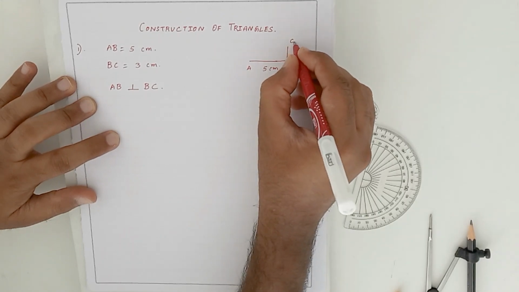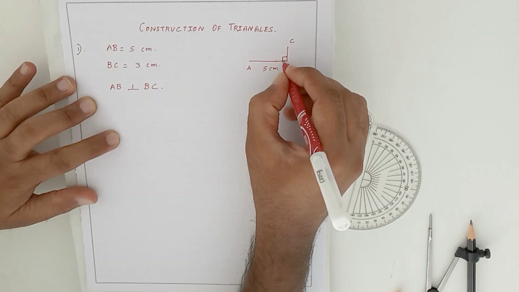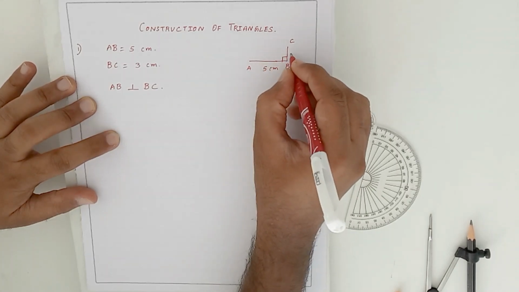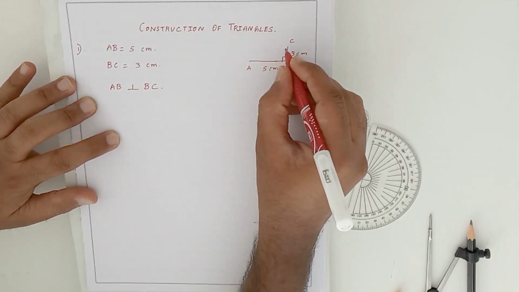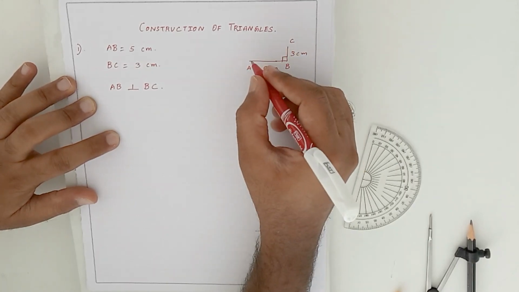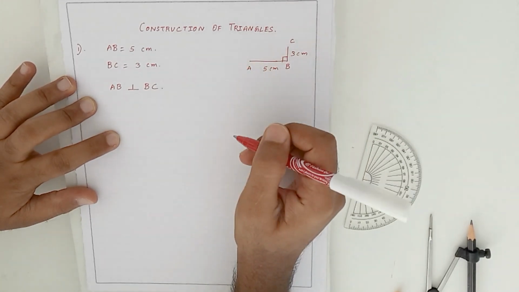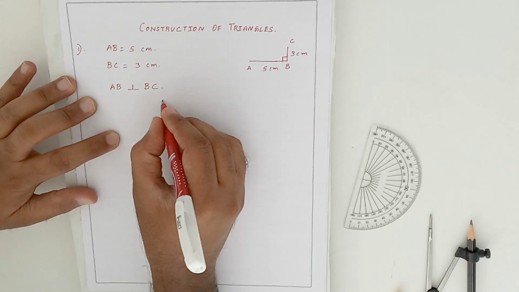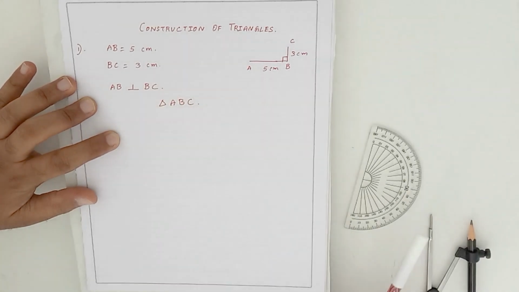BC will be like this. It is perpendicular, therefore I am drawing this, which indicates that it is 90 degrees. So AB 5 centimeter, this should be 3 centimeter. How much is this? He's not told you how much this is. We don't need this information. Without this information also we can still construct this triangle. So I need to construct triangle ABC.